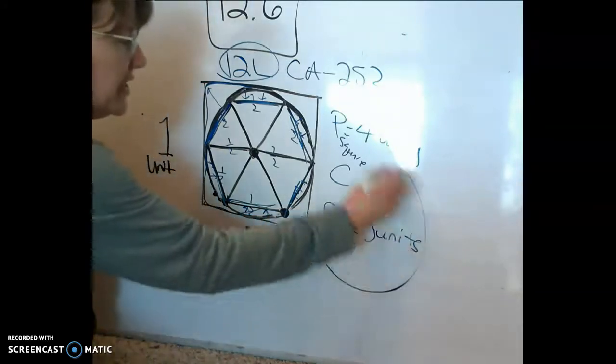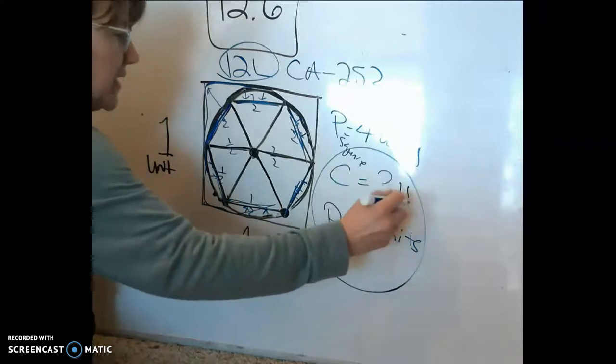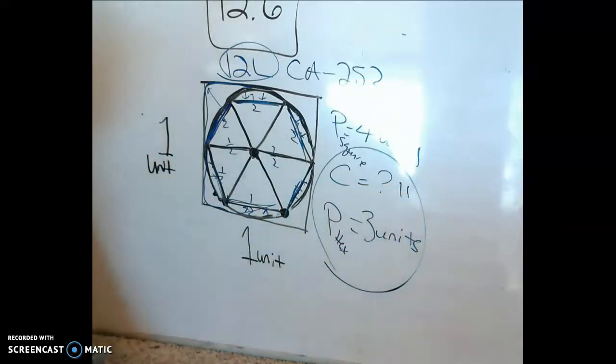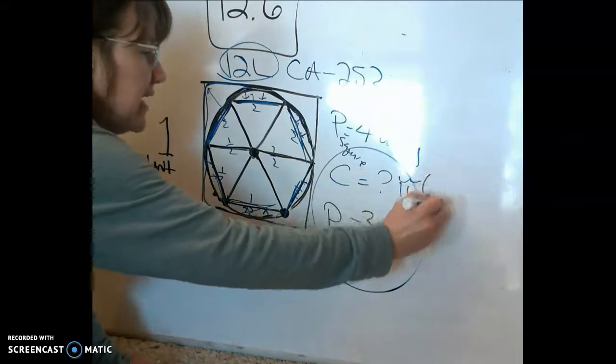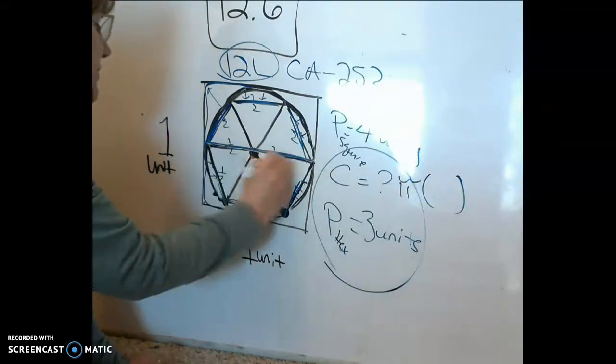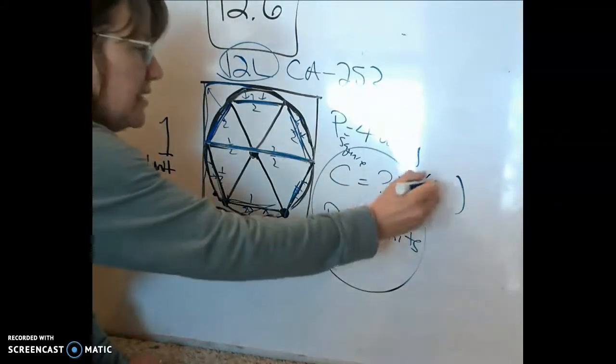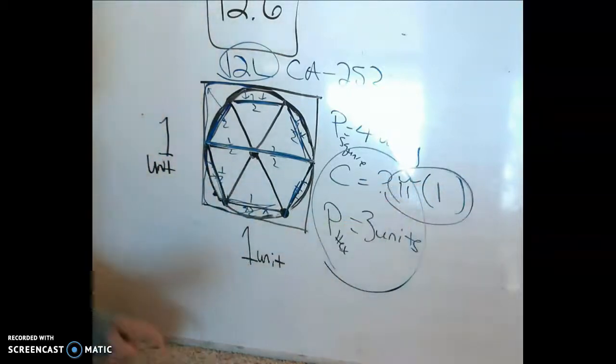So if you think of circumference, the circumference of this circle would be pi d. And what's the diameter of this circle? It's 1. So pi times 1 is about 3.1415, whatever. So it is much closer to 3.